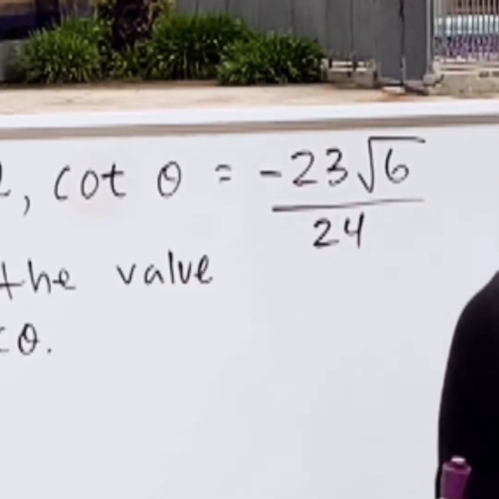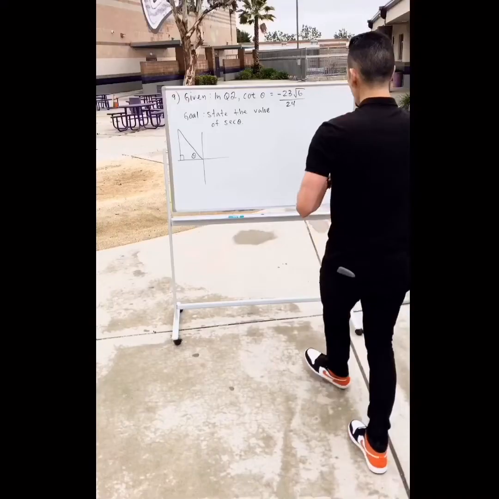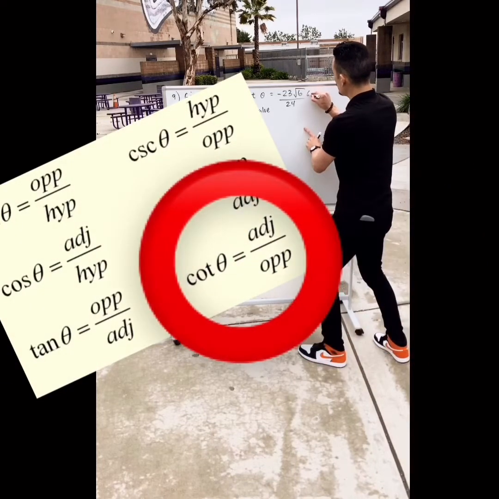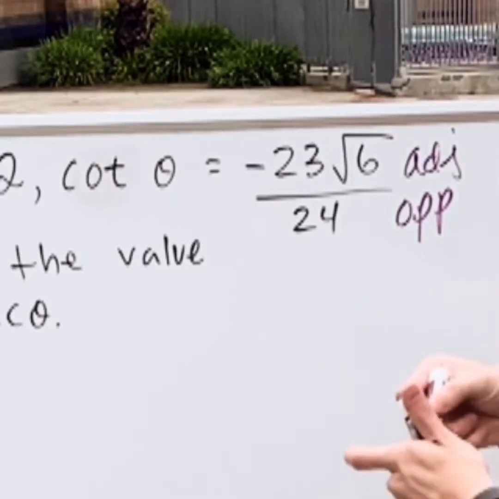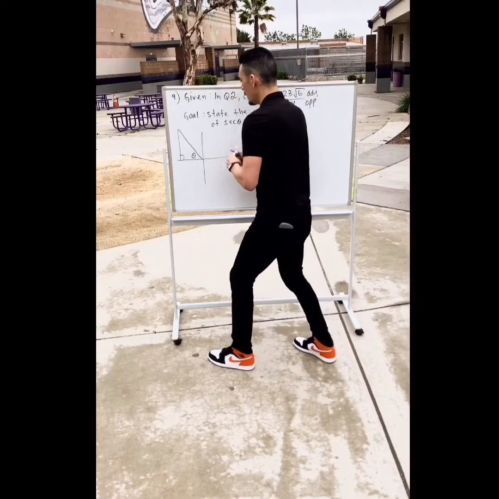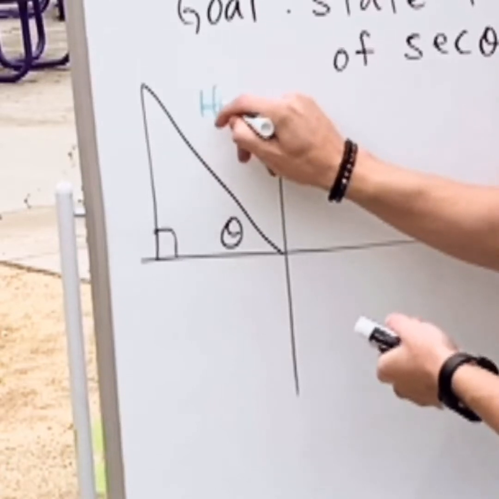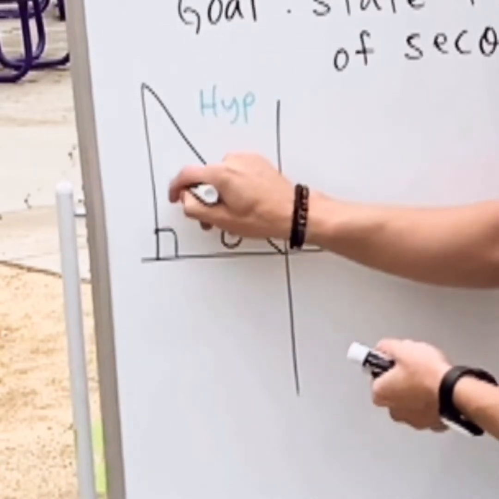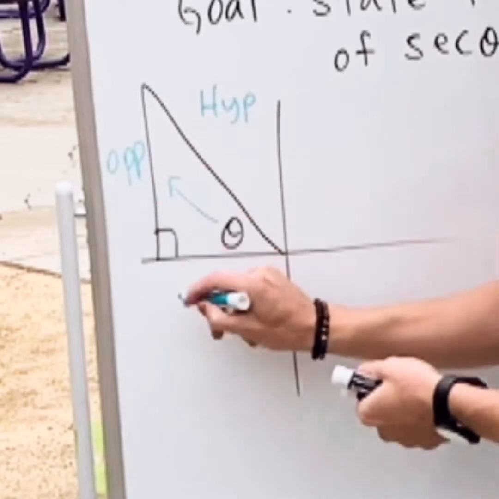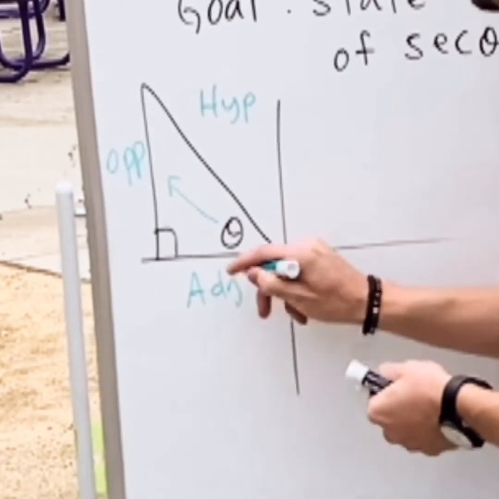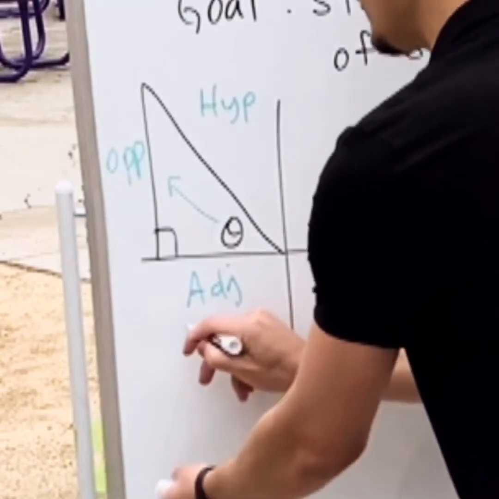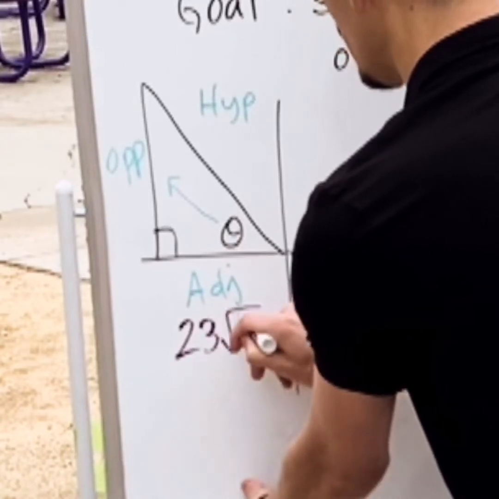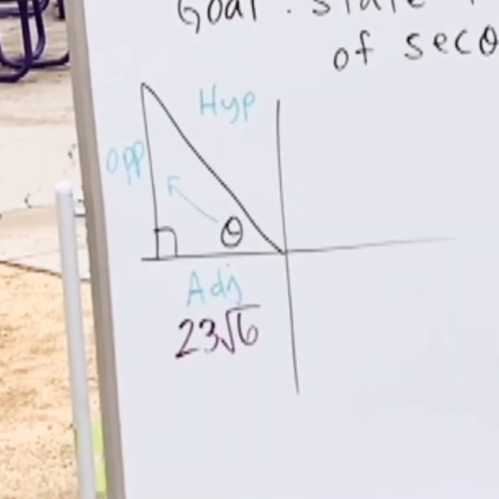Now according to our definitions from last week, cotangent is adjacent over opposite. Now in our diagram, exactly who is what? We know that this is the hypotenuse. And we know that across from us, that is the opposite, meaning that this is the adjacent. So now let's fill in the given information into the diagram. Our adjacent is 23 square root 6. And our opposite is 24.